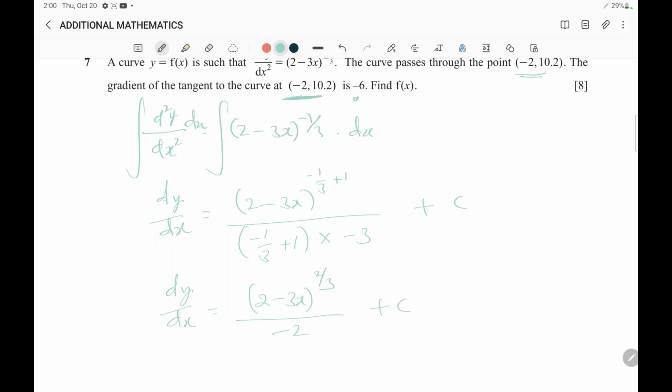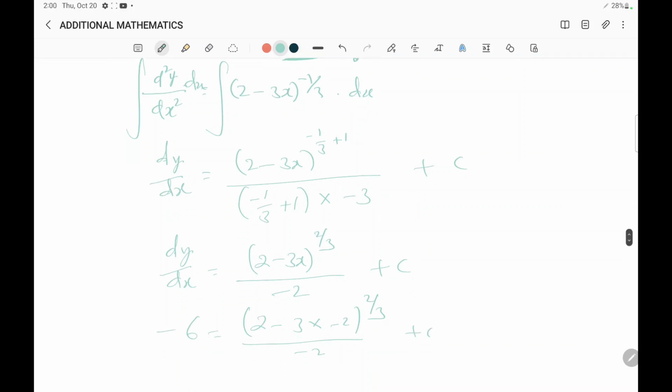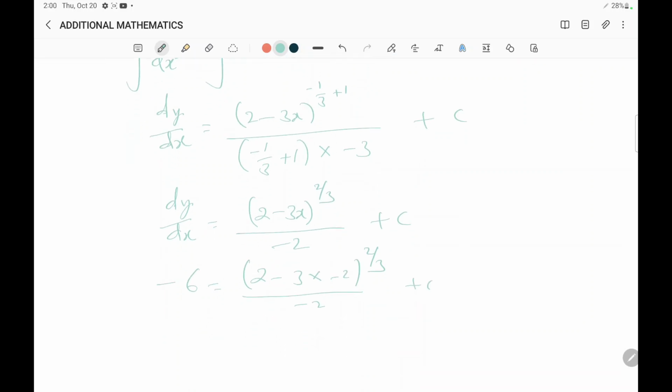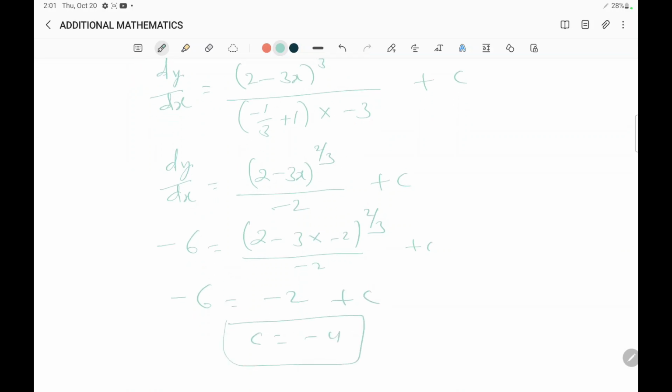But the gradient at x equals minus 2, right? At x equals minus 2, the gradient is given to us, that's minus 6. So put dy by dx as minus 6, and 2 minus 3 times x, with x as minus 2, to the power 2 over 3, over minus 2, plus c. So now how much will we get? Minus 6 equals 2 plus 6, 6 plus 2 is 8. 8 to the power 2 by 3 is 2 squared, that is 4, over minus 2, that's minus 2. So c equals minus 4, I got.